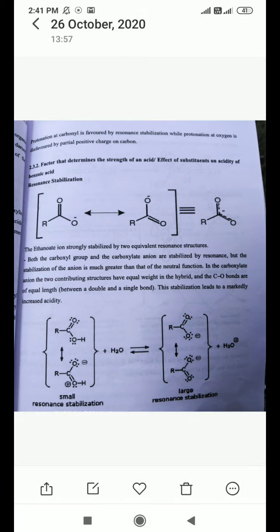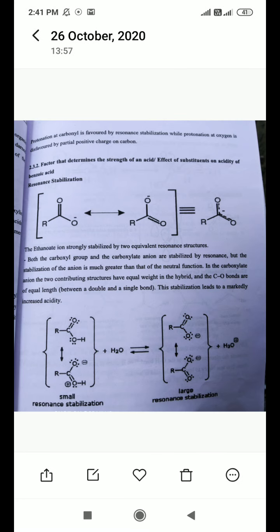In the next lecture, we will see the factors that affect the acidic nature of carboxylic acid, which are the different factors and how they affect it. This point we will see in the next lecture.